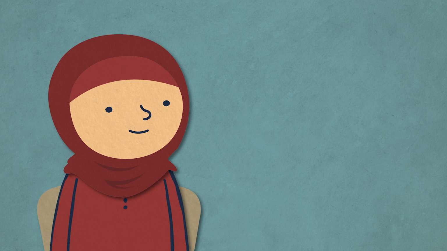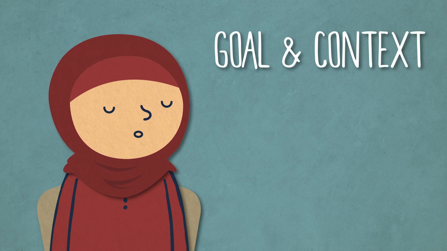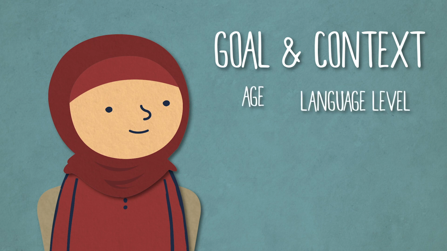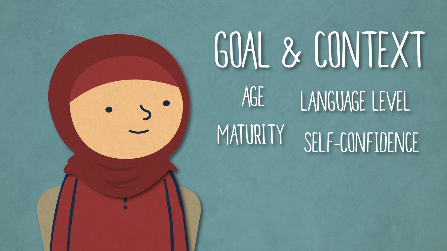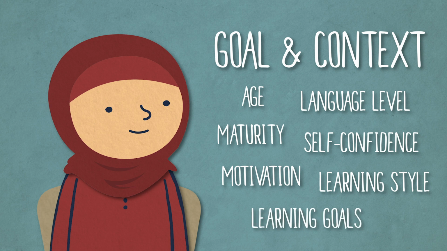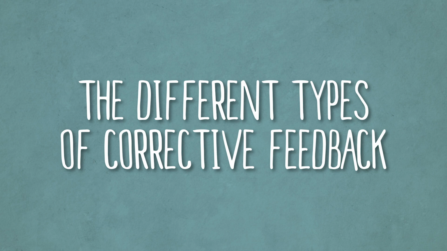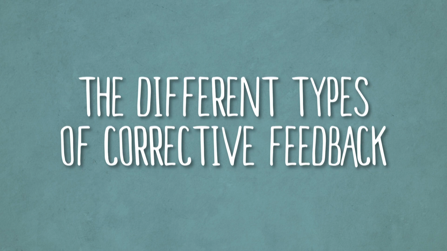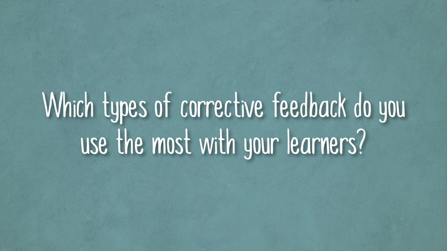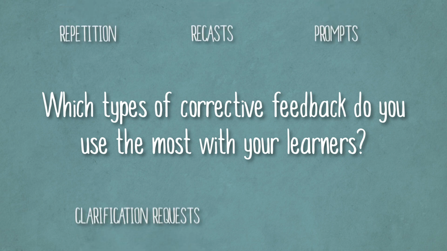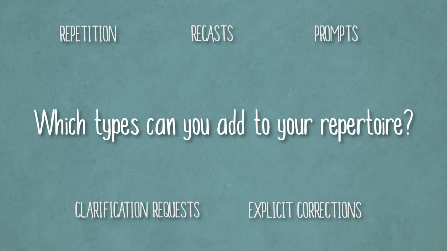When teachers correct learners, it is important to consider the goal of the correction and the context in which the corrective feedback is used, including factors such as the age, language level, maturity, self-confidence, motivation, learning style, and the learning goals of each learner. We have spoken about different types of corrective feedback. Now think again about these questions. Which types do you use the most often with your learners? Which types can you add to your repertoire?